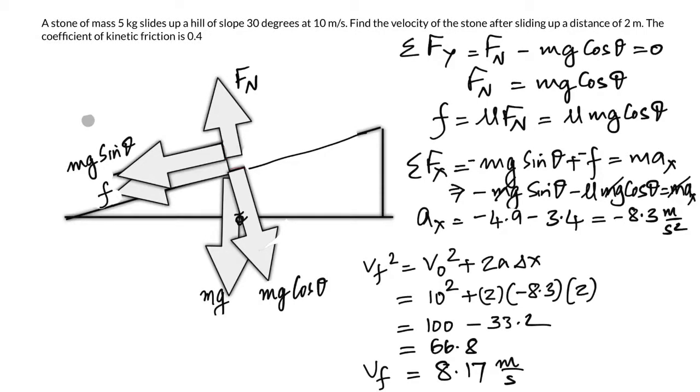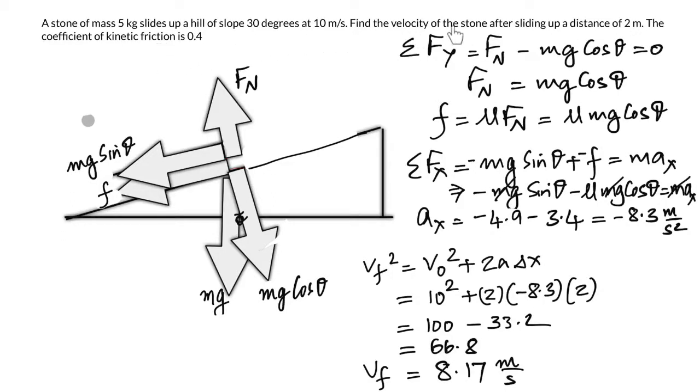Here's question number 3. In this question, you see that the major difference is the stone, same mass, is sliding up this hill at 10 meter per second. It is sliding up the hill. So now the stone is given an initial velocity and is sliding up. So it's going to stop after some time, or after sliding up a distance of 2 meters.